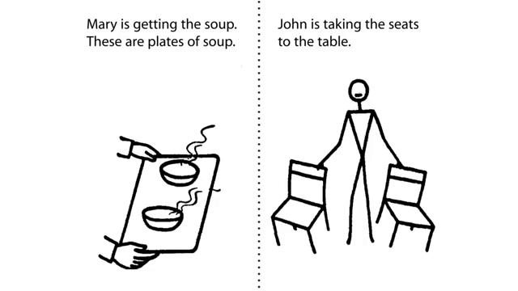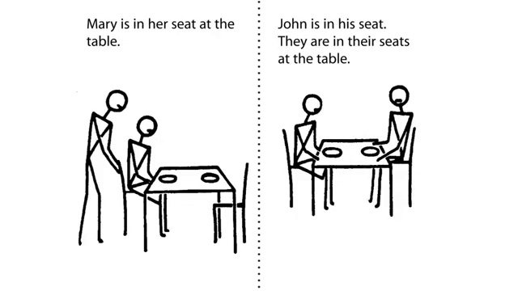Mary is getting the soup. These are plates of soup. John is taking the seats to the table. Mary is in her seat at the table. John is in his seat. They are in their seats at the table.